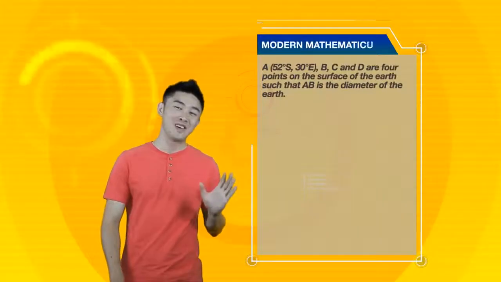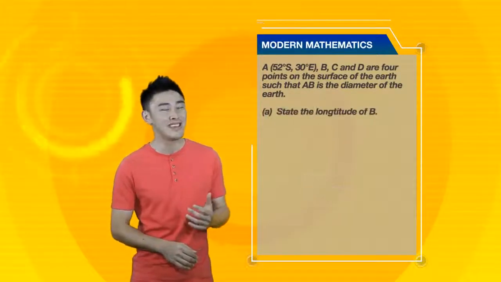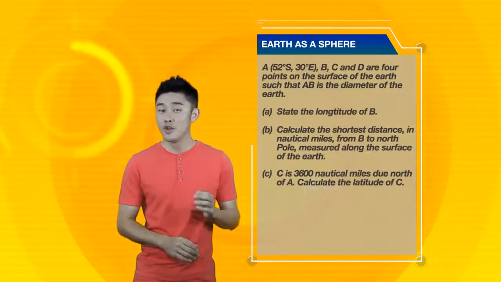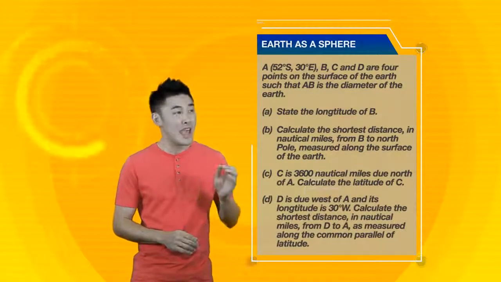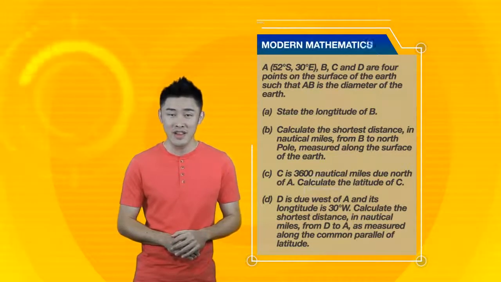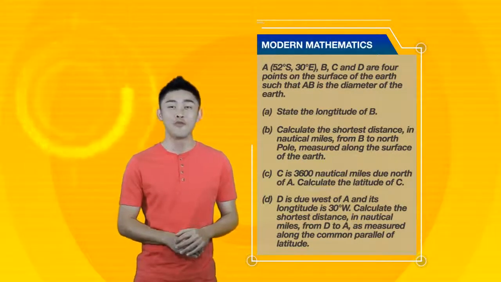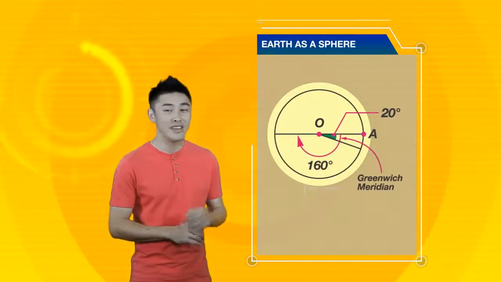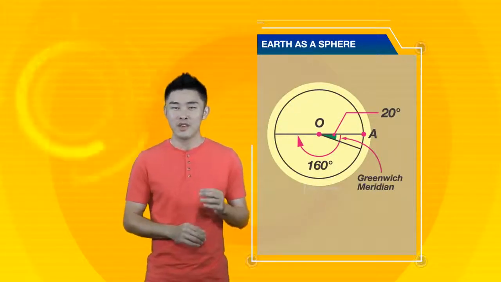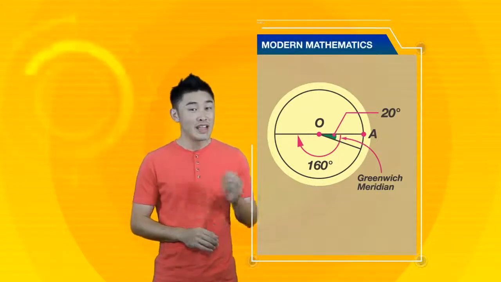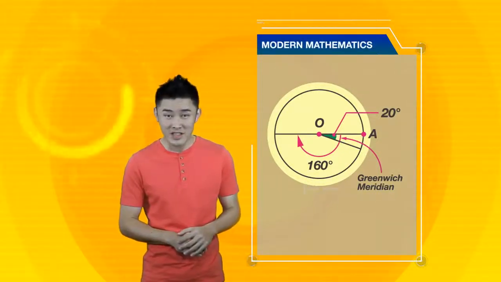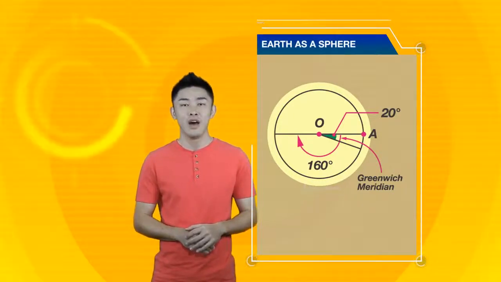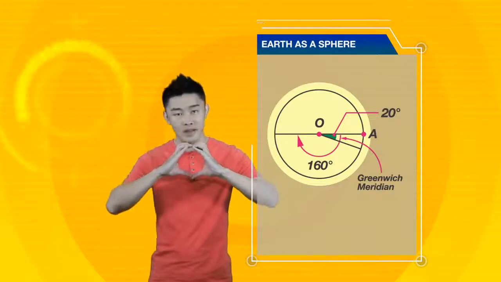Okay, now in this question we have points A, B, C and D that are sitting on the surface of the earth. And the clue that is given to us is that AB is the diameter of the earth. So the first thing that we're going to do is to find the longitude of B. If AB is the diameter of the earth, that means that they are sitting on the same great circle and the angle between the longitudes are exactly 180 degrees apart.